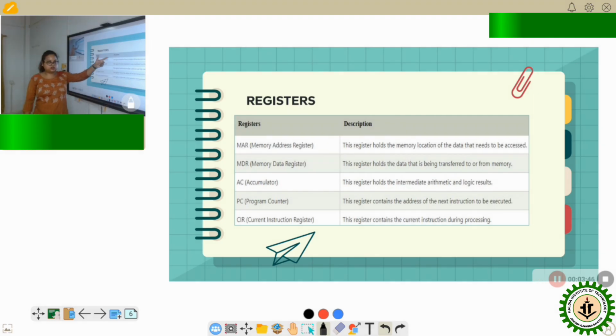So now registers. A register is a small memory in the CPU that stores the content of execution for the CPU. There are many types of registers. First one is MAR, memory address register, MDR, memory data register, AC accumulator, PC program counter, and CIR is the current instruction register. And what is the purpose of MAR? The register holds the memory location of the data that needs to be accessed. MAR means it is the address register.